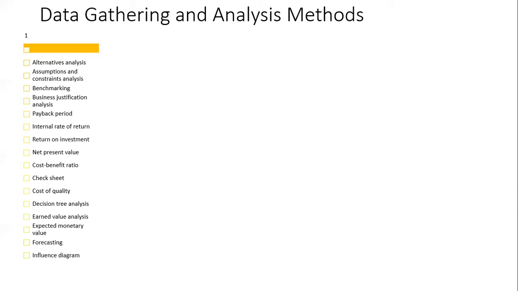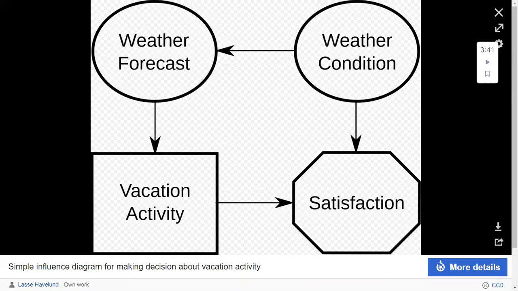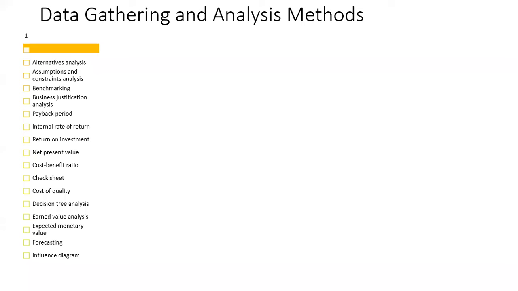So let's take a look at what an influence diagram looks like. And here on the screen, you can see an example of an influence diagram. If you take a closer look, there's one decision node, and that is the vacation activity. There are two uncertainty nodes, as they are referred to here, the weather condition and the weather forecast. And there are two functional arcs ending in satisfaction. That is enough of an example because, to be quite honest, this is not a hot topic on the exam. So let's move on to the next thing on the list.